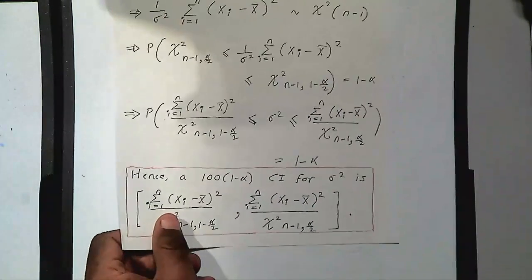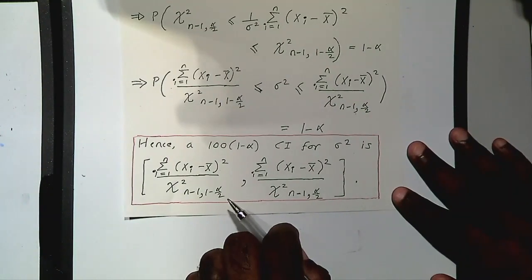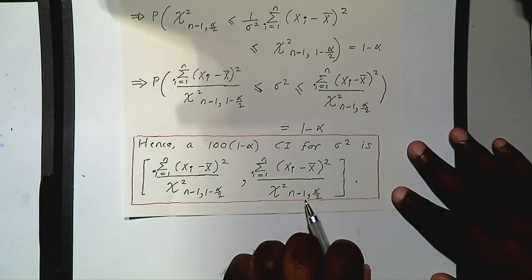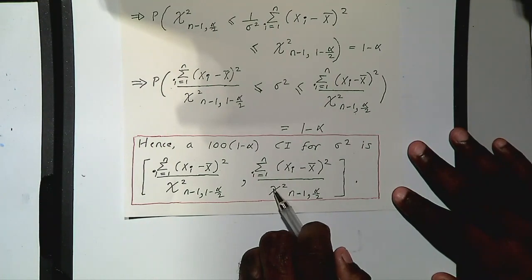What did I do? Sorry. Oh. Did I do something silly? You mean this line or this, which line? This line.